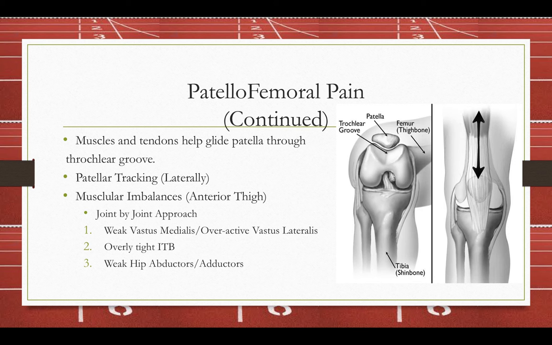So a joint by joint approach, of course, looking at above and below that problem area to see what's causing the problems. And as we discussed earlier, usually it's a weak VMO, overactive vastus lateralis, tight ITB, and weak abductors, and it could also be tight or weak adductors. But an assessment would be most appropriate to distinguish which muscles are causing the problems.